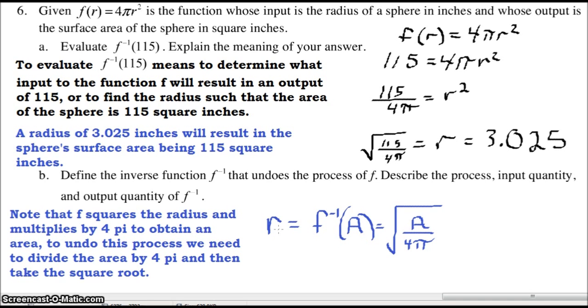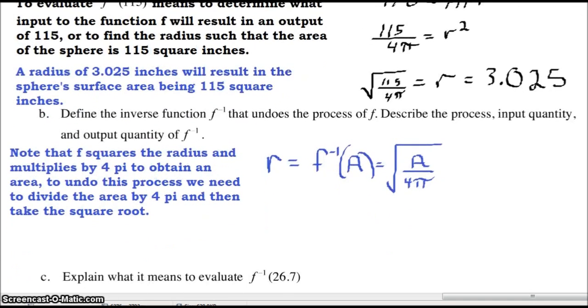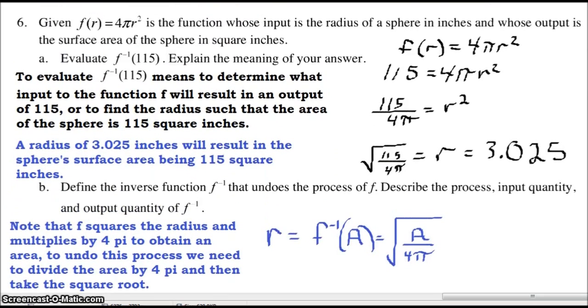Notice that this gives us a radius, so we could say that the output of the inverse function is a radius value. Some of you may remember a different process from high school. Anytime you wanted to find an inverse function, you could change f to y, something like this.